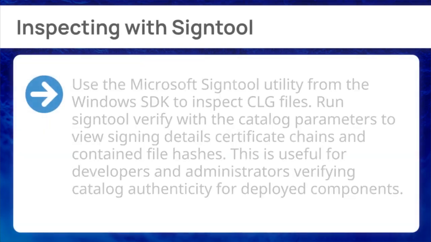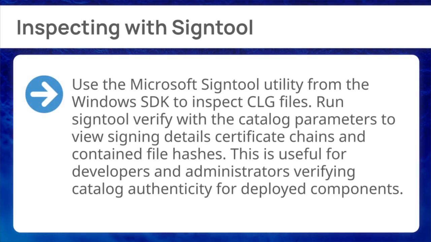First, inspecting with Signtool. Use the Microsoft Signtool utility from the Windows SDK to inspect CLG files. Run Signtool Verify with the catalog parameters to view signing details, certificate chains, and contained file hashes. This is useful for developers and administrators verifying catalog authenticity for deployed components.